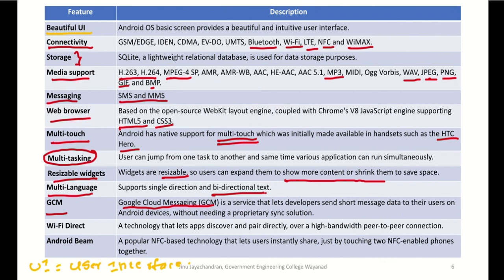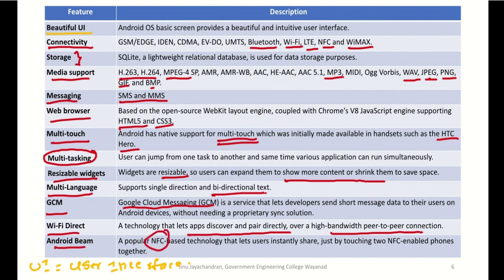So you can directly send a message to an Android device without having to go via the server. Wi-Fi Direct is a technology that lets apps discover and pair directly for high bandwidth peer-to-peer communication. So you can put your Android devices face to face, and you can send data. Android Beam is a popular NFC technology.